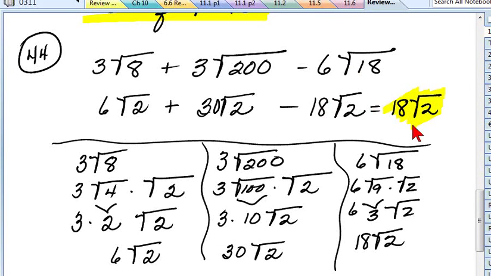Yeah. And the problem's kind of rigged. We did some where they didn't all turn out to be the same. This one did. So if they turn out to have the same radical, then you can add and subtract their coefficients.